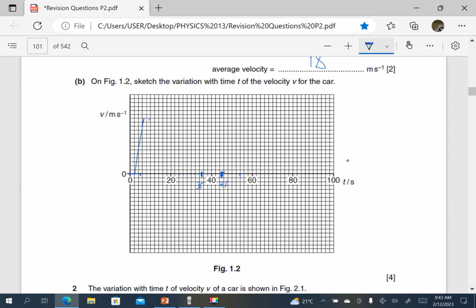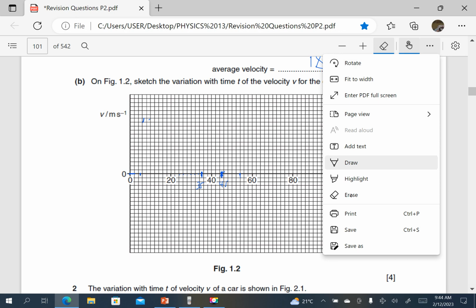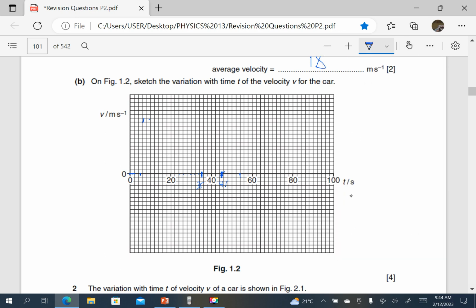Because the curve is smooth, the gradient is increasing by equal amounts. That is too big. So this should be in this box here.